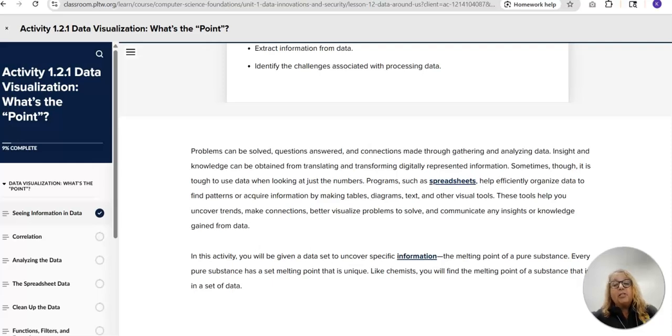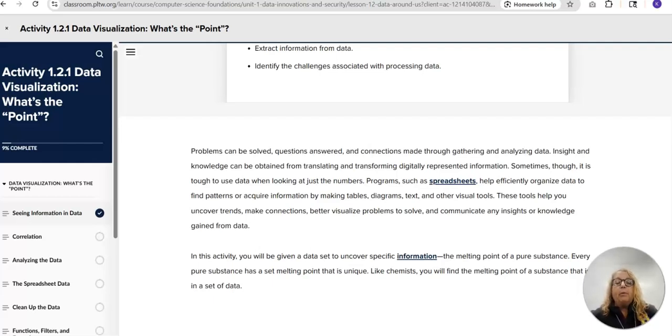Programs such as spreadsheets can help efficiently organize data to find patterns or acquire information by making tables, diagrams, text, and other visual tools. These tools help you uncover trends, make connections, better visualize problems to solve, and communicate any insights or knowledge gained from data. By the way, when I say spreadsheets, it can be Google Sheets, it can be Excel. There's several different kinds of spreadsheets. My favorite is Excel, but yours might be Google Sheets.